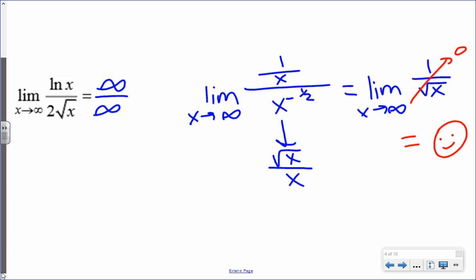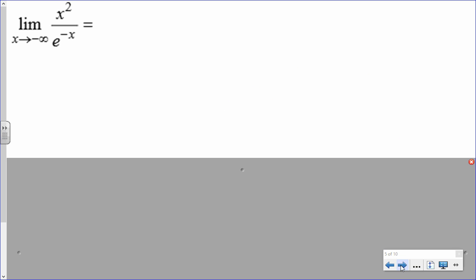Smiley face. 1 over square root of x. Awesome. Are you sure? Is that a smiley face? You could write 2 smiley faces on each side. Or you can make it the eyes. Turn the concavity of that frown upside down. Love the math language. Okay, next example.